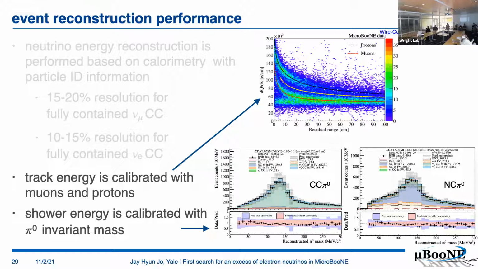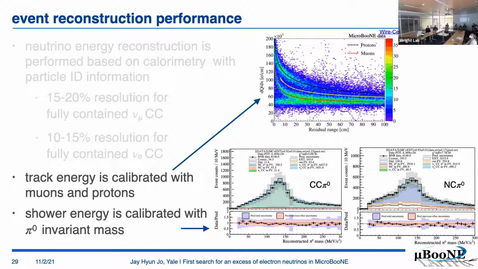We do that separately for the track-like events and the shower-like events. For the track-like events, we do that with the dQ/dx information. The dQ/dx behavior differs a lot between different particles like protons and muons, so this information gives us more to calibrate whether our reconstructed energy from the track events is correct. But for the shower energy, instead we select the pi zero events.